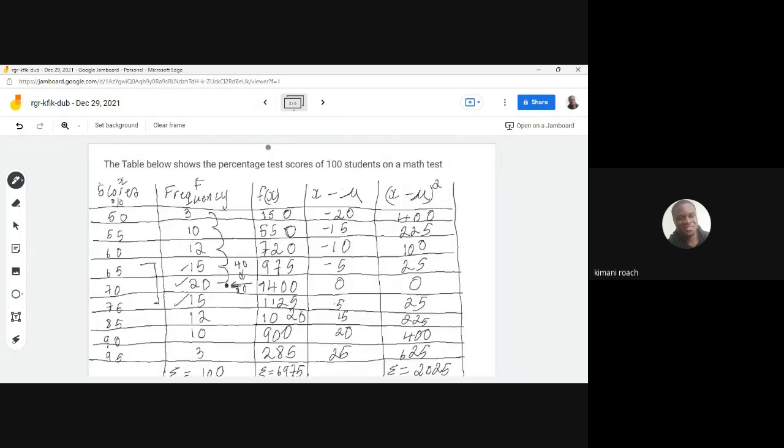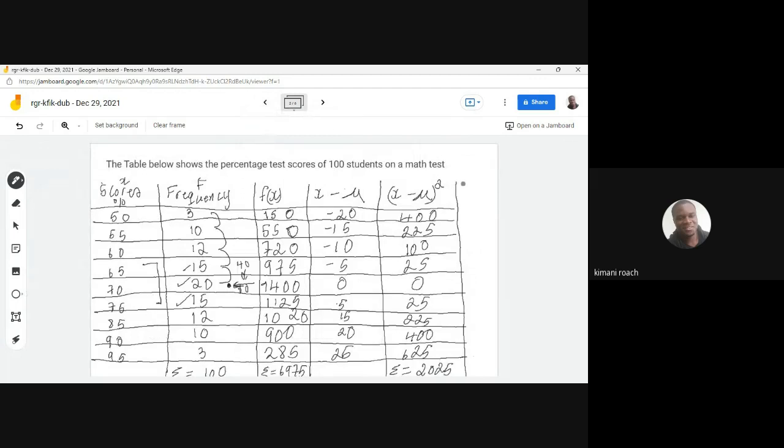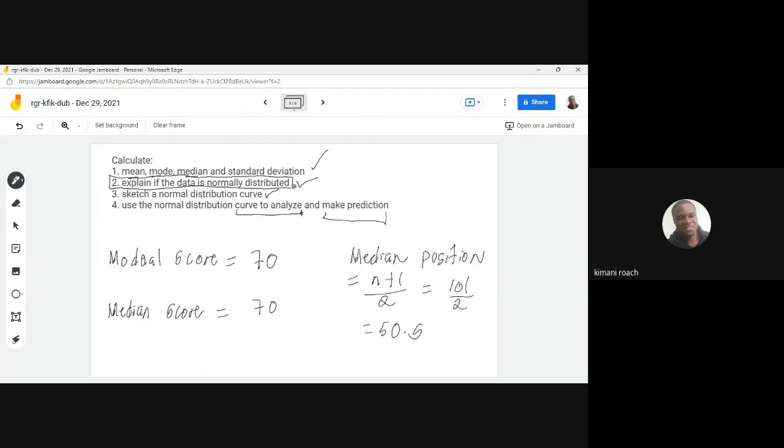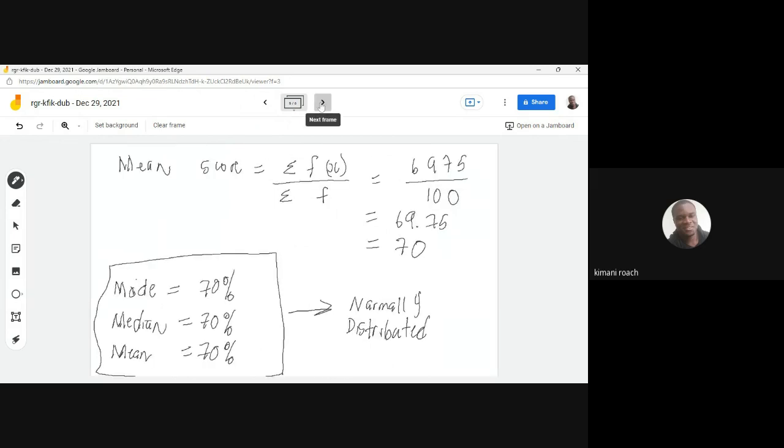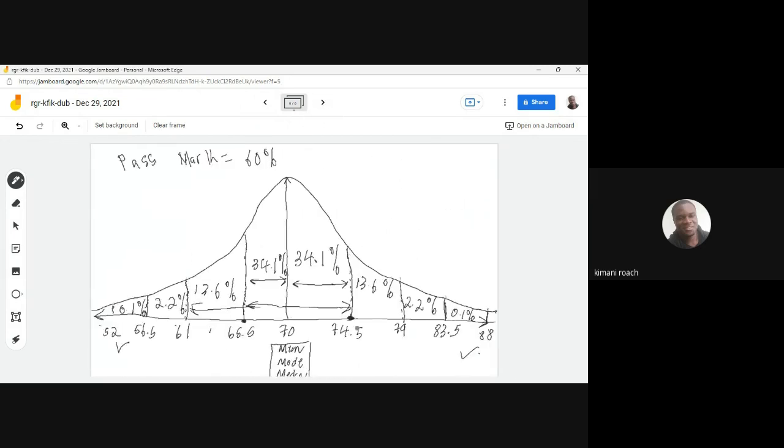So by now, you should be able, given any data set, to use the mean, mode, and median to explain if the data set is normally distributed, to use the mean and the standard deviation to sketch the normal distribution curve, and to make simple analyses using your normal distribution data set.